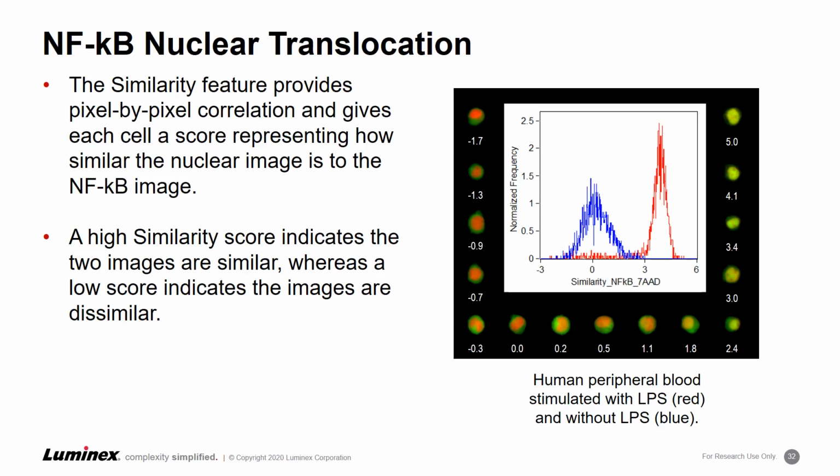Here we have monocytes from whole blood activated with LPS in red and a control sample in blue. NF-kappa B is shown in green, and the nuclear image is shown in orange. In the upper left, we have images that are not similar, meaning there's no translocation of NF-kappa B, so they have a very low similarity score. In the upper right, we have cells that are completely translocated, and the images of NF-kappa B and the nuclear image overlap. What's great about using an algorithm is that it can score everything in between in an objective and reproducible manner.